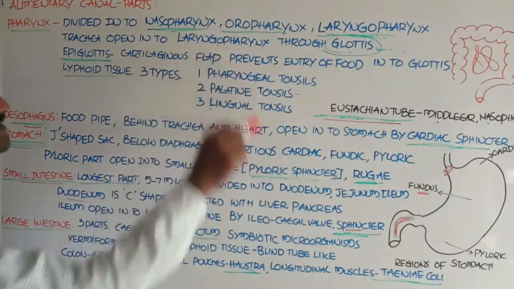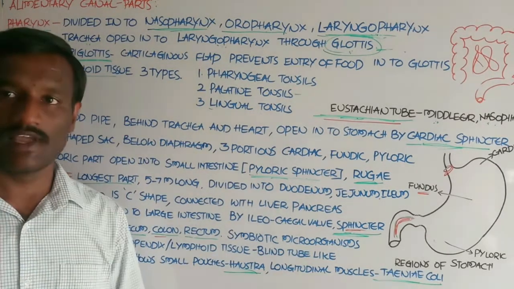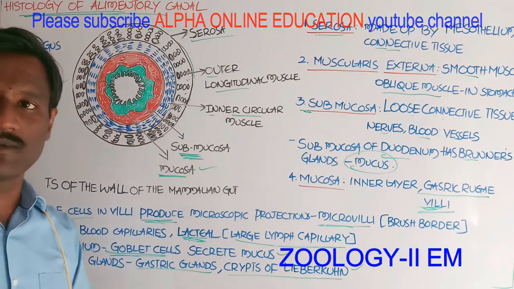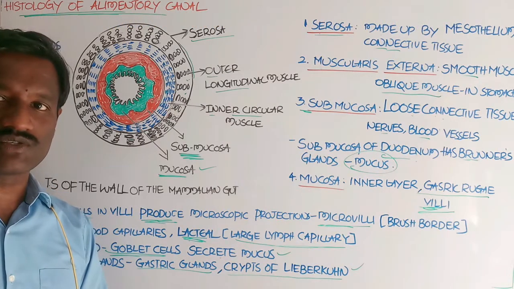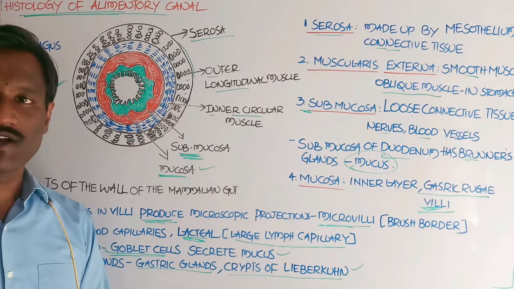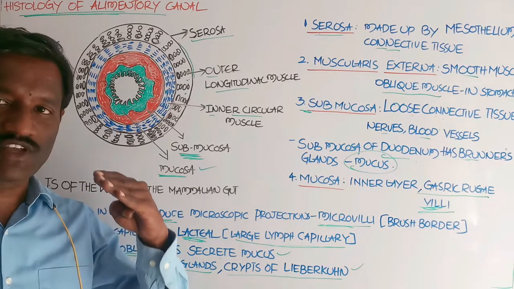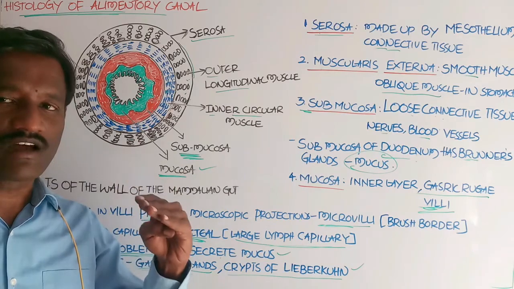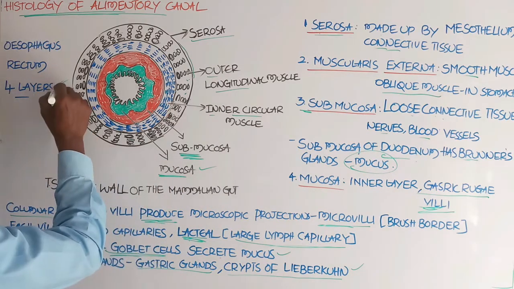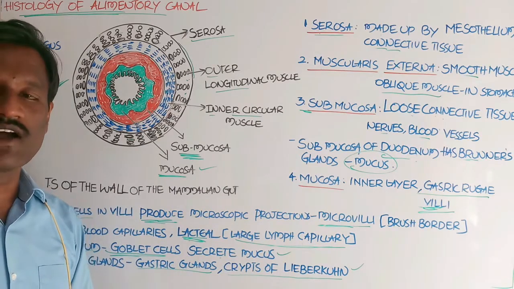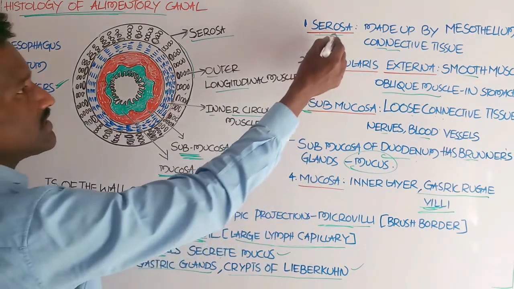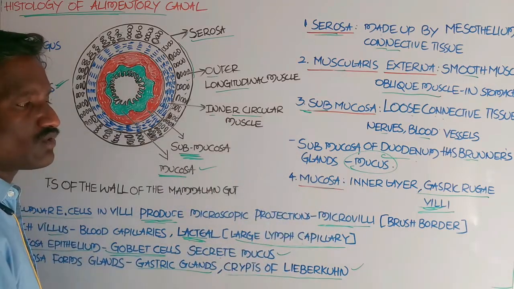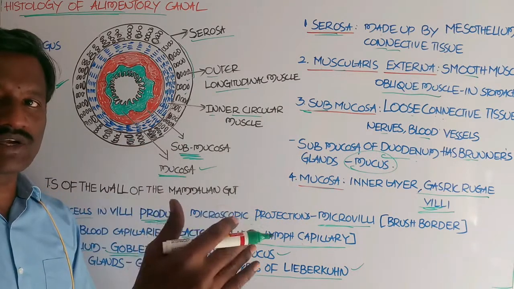Okay, students, this is an account of the parts of the alimentary canal. Now we are going to discuss the histology of the alimentary canal. Histology means the study of tissues. If you observe the transverse section of the wall of the alimentary canal in mammals, it shows four layers. What are the four layers present in the wall? First is the serosa, second is the muscularis externa, third is the submucosa, fourth is the mucosa, from outside to inside.